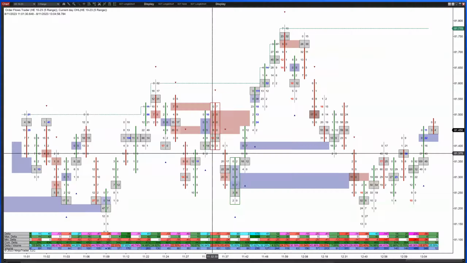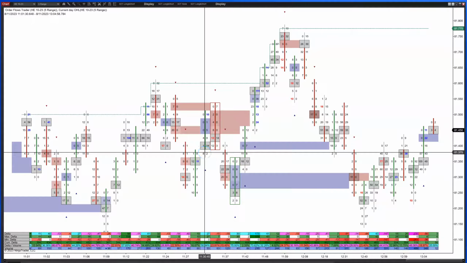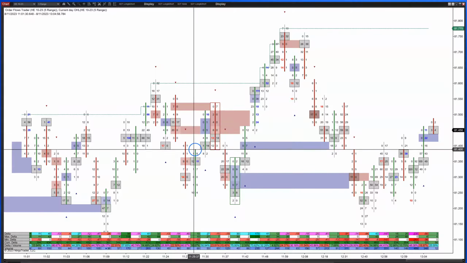So anyway, there's different ways to play around with it. But again, having that on your software is a great tool that you can use to identify these areas of lack of volume going through in the market.